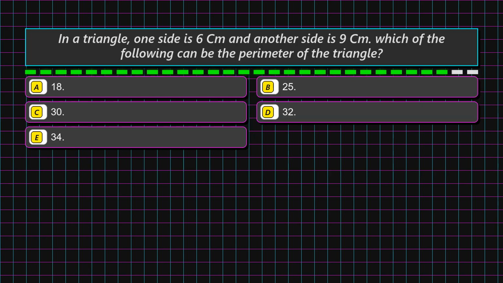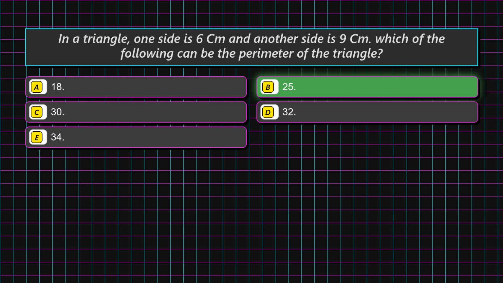Question 11. In a triangle, one side is 6 centimeters and another side is 9 centimeters. Which of the following can be the perimeter of the triangle? Option A, 18. Option B, 25. Option C, 30. Option D, 32. Option E, 34.